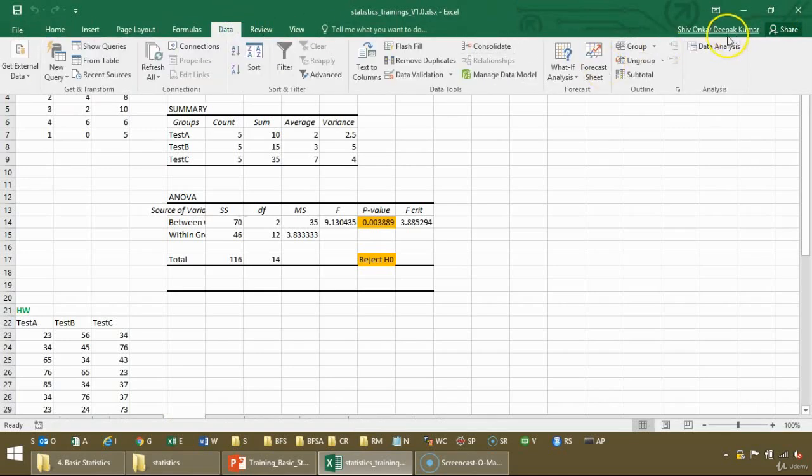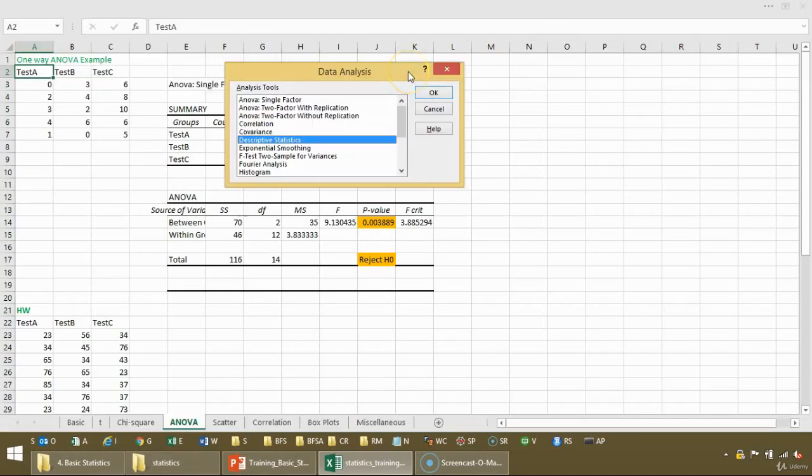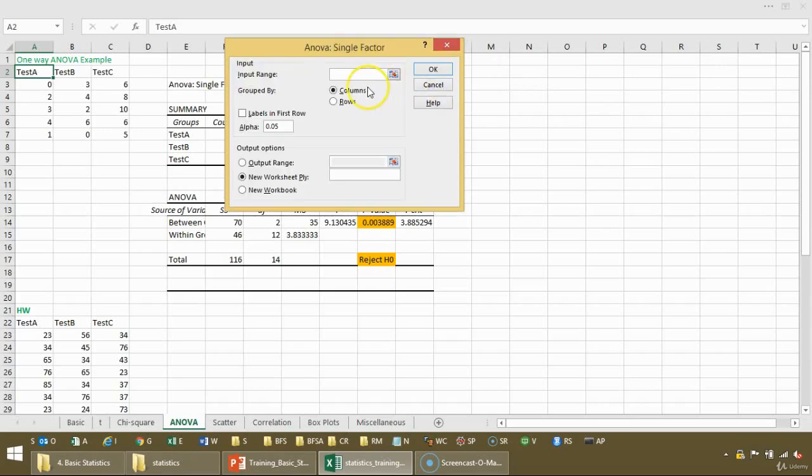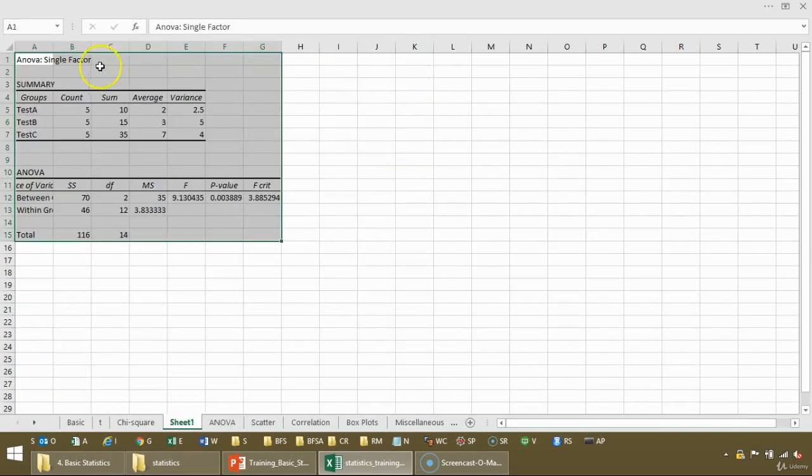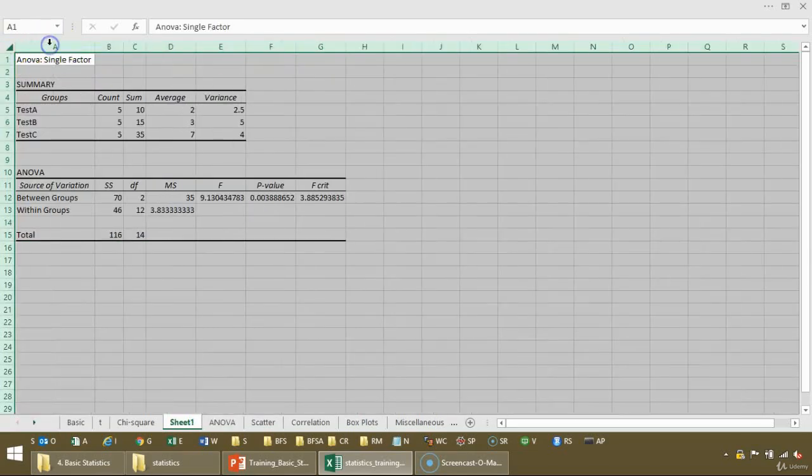Data analysis and ANOVA single factor. Okay. Input range. So I'm selecting over here. This is the input range. And this is the level CST here. New worksheet. And this is the result.